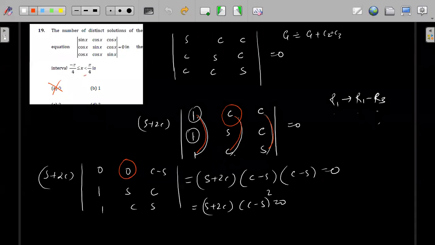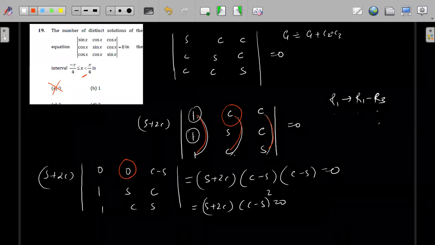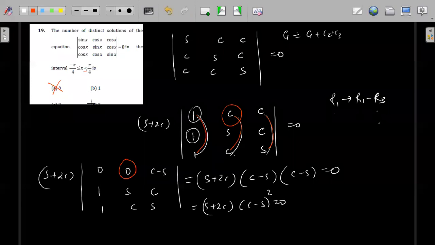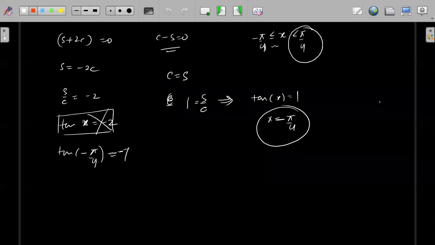So in this question, this is not included, but Srivatsan is saying that it was included. If pi by 4 was included, then one solution. But here it is not included, so it's only 0 solutions. Understood? Just copy this one. I hope this one is okay also. Everybody understood, I hope.